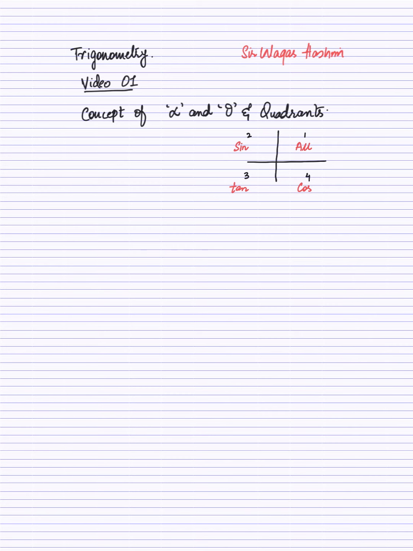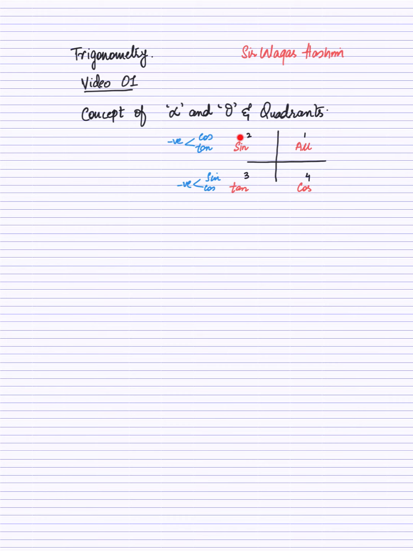If I am saying that sine is positive in the second quadrant, that means cos and tan both are negative in the second quadrant. If tan is positive in the third quadrant, that means sine and cos both are negative in the third quadrant. And similarly for the fourth quadrant, if cos is positive, that means sine and tan are negative. So whatever function I am writing in each quadrant, that function specifically in this quadrant is positive and all the other functions are negative.